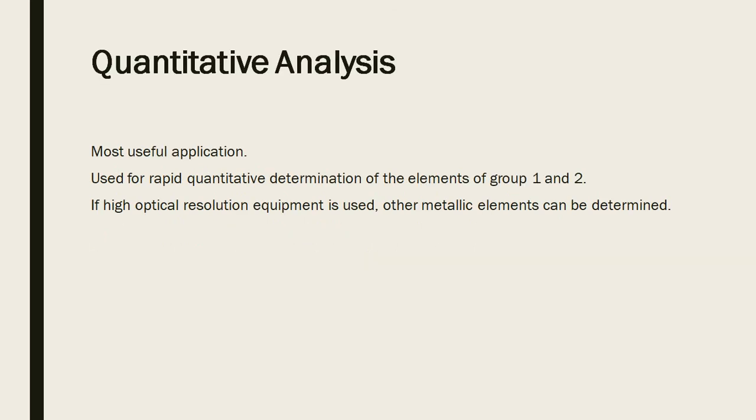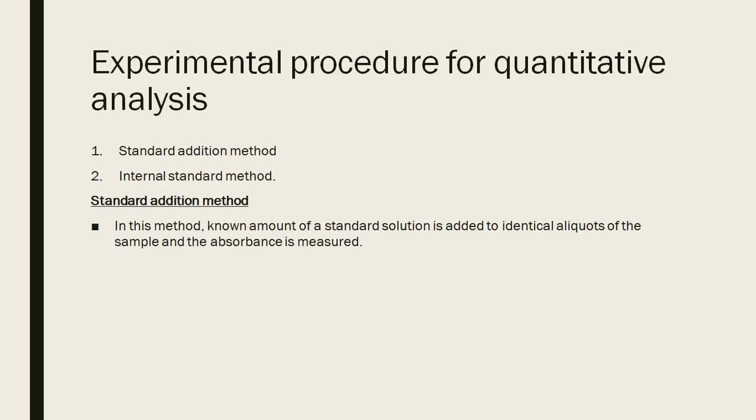Next application is quantitative analysis. It is the most useful application. It is used for rapid quantitative determination of group 1 and 2. If high optical resolution equipment is used, then other metallic elements apart from group 1 and group 2 can also be determined. So quantitative analysis can be carried out in two ways. First is the standard addition method and next is the internal standard method. In the standard addition method, a known amount of a standard solution is added to identical aliquots of the sample and absorbance is measured.